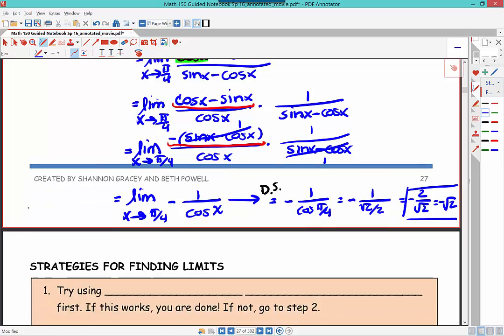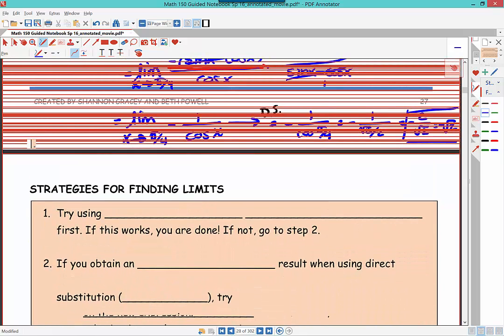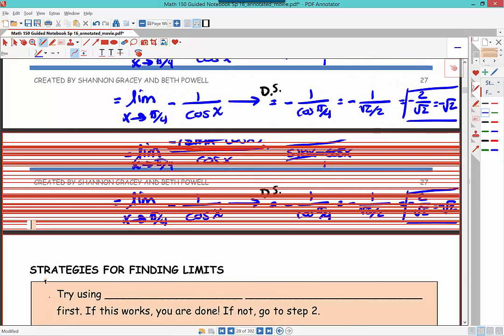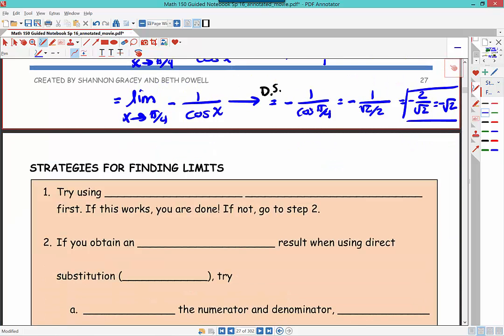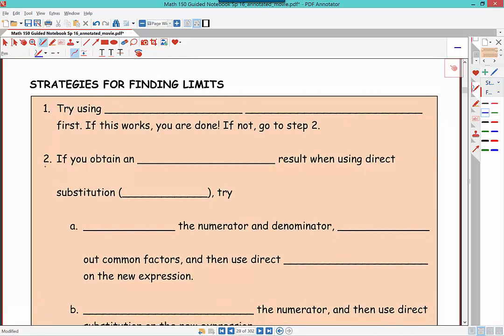All right. So there are different strategies. Okay, strategies for finding limits. Always, always, always try using direct substitution first. If it works, you're good, you're done. If it doesn't, you've got to go to the next step.